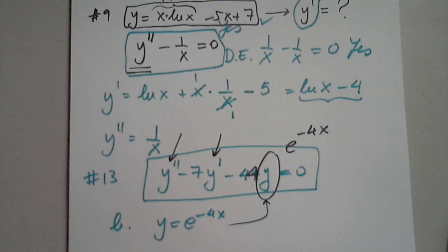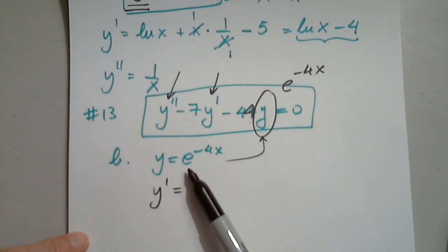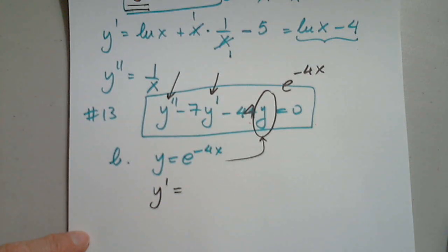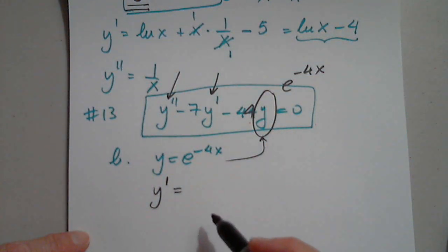So for this function, let's find y prime. How do I differentiate e to negative 4x? What do I write? e to negative 4x. Please give it a try. It's okay if you're wrong, I'll correct it.